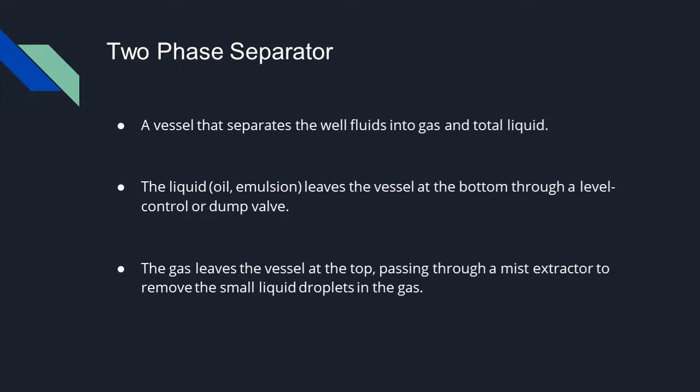Now, what is the meaning of the two-phase separator? It is a vessel that separates the well fluids into two components, that is, gas and total liquid. The liquid, for example an oil emulsion, leaves the vessel at the bottom through a level control or dump valve. And the gas leaves the vessel at the top, passing through a mist extractor to remove the small liquid droplets in the gas.